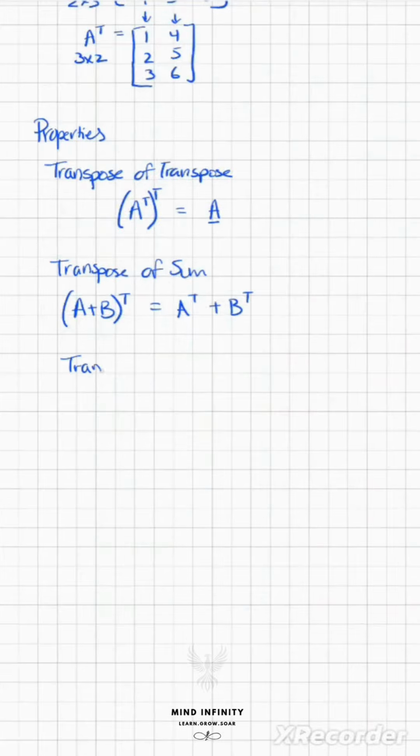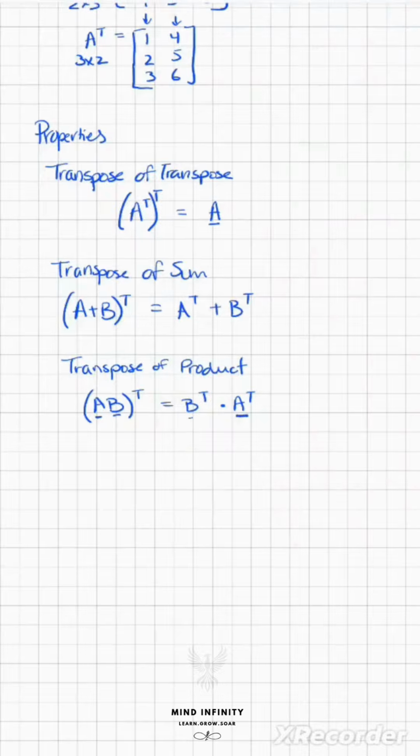Then if you have the transpose of a product, so if you have matrix A multiplied with matrix B and you have to transpose it, it's the same thing as having B transpose times A transpose. Now note here the order. A here is written first, but when you multiply it separately, it's going to be written second. Here B is written second, but when you multiply it has to be written first.